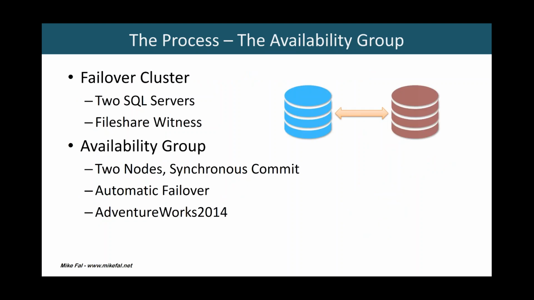Then finally, the availability group. I've got a failover cluster that I'm going to create across the two SQL Server servers. Set up a file share witness for quorum, because, well, you need quorum. And then when I create the availability group, it's going to be just 2 nodes, synchronous commit, automatic failover, and then we're going to push AdventureWorks 2014 into it. And that's pretty much it. Like I said, this is what we're going to get to. This is our checklist.